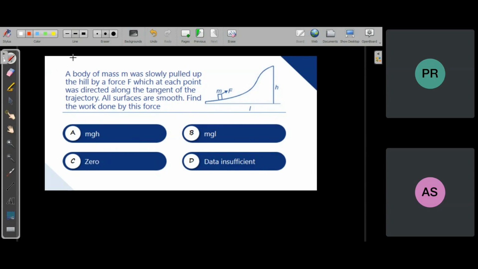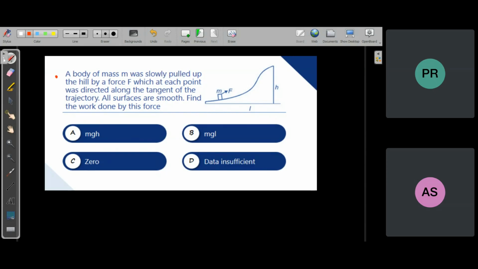Again, repeat the same statement. Work done by gravitational force mg, work done by external force, plus work done by normal force is equal to zero. Yes, correct. So the work done by external force will be minus of the work done by gravity plus the normal reaction also.